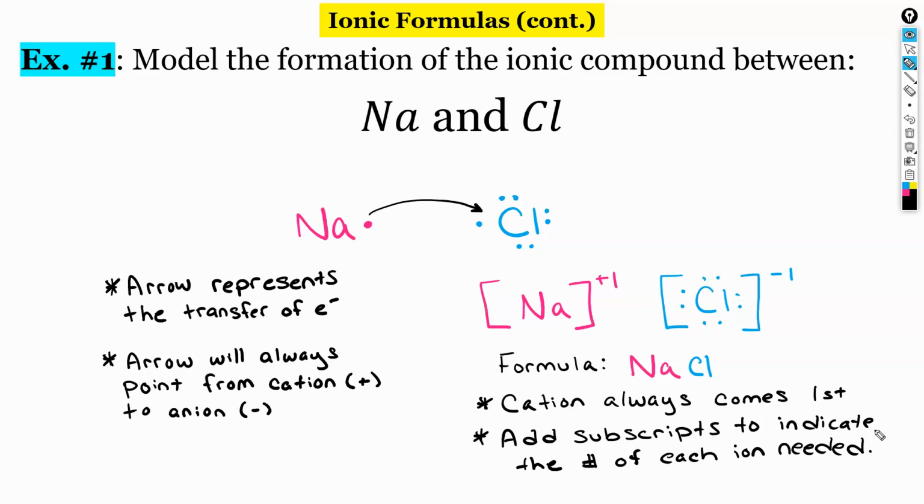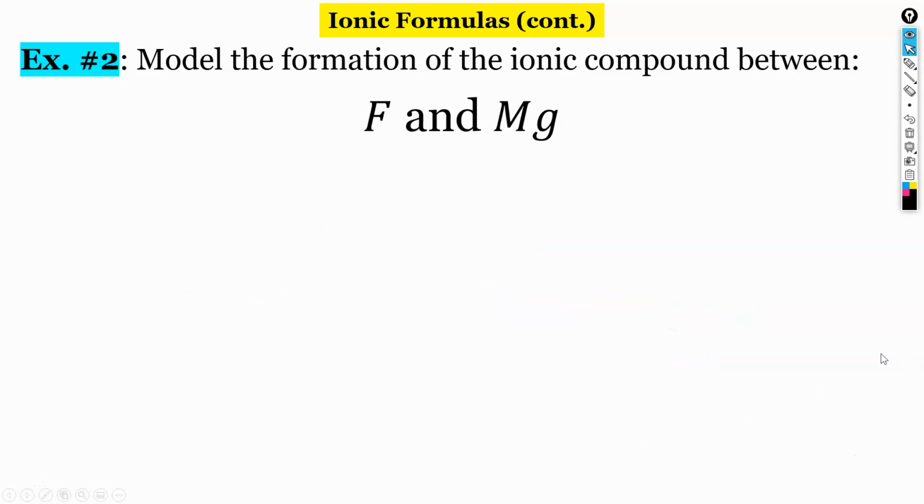All right, let's look at another example. So in this example, it says model the formation of the ionic compound between fluorine and magnesium. Okay, so we've got fluorine and magnesium. Well, magnesium, Mg, magnesium's in group 2, so it has 2 valence electrons, 1, 2. And then we have fluorine. Fluorine is in group 7. It has 7 valence electrons.